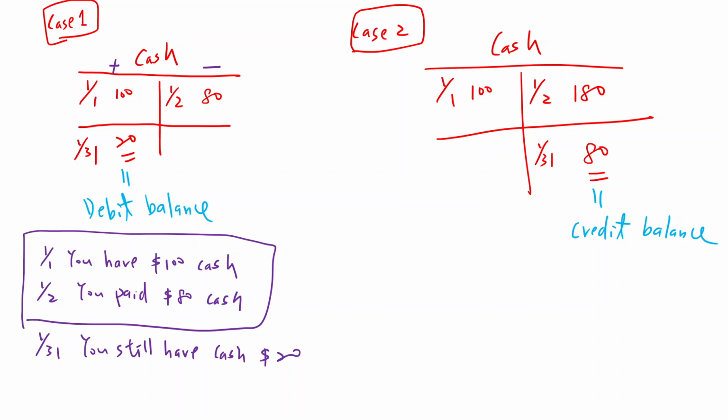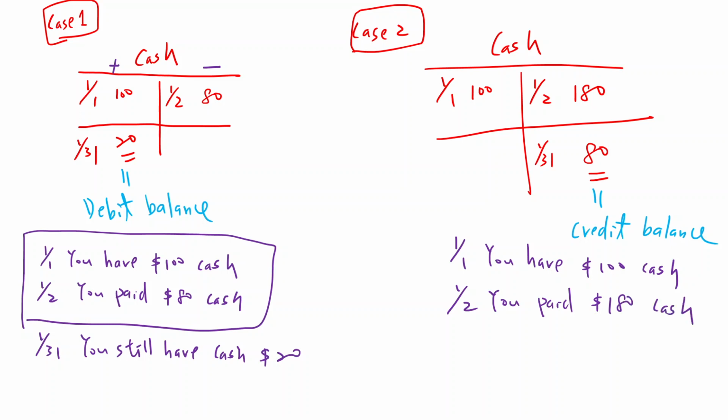What does it mean? At the beginning, you have cash 100, right? Next day, you pay how much? 180. So, case 2, first day, you have cash 100. Next day, you pay 180 cash.